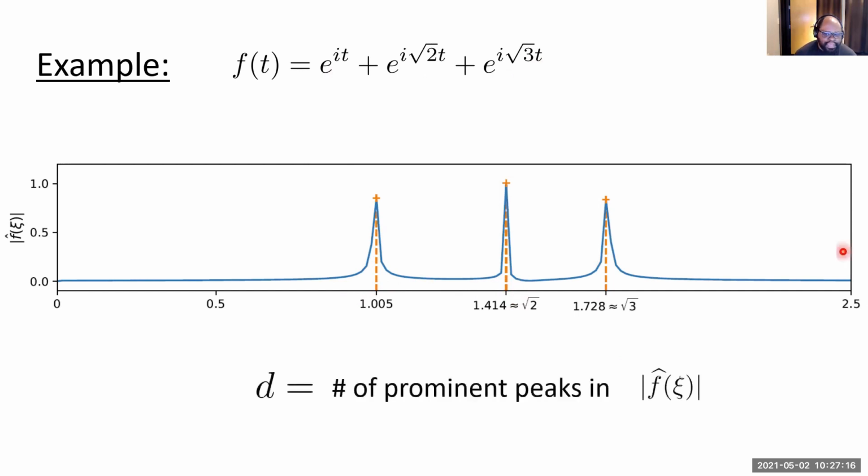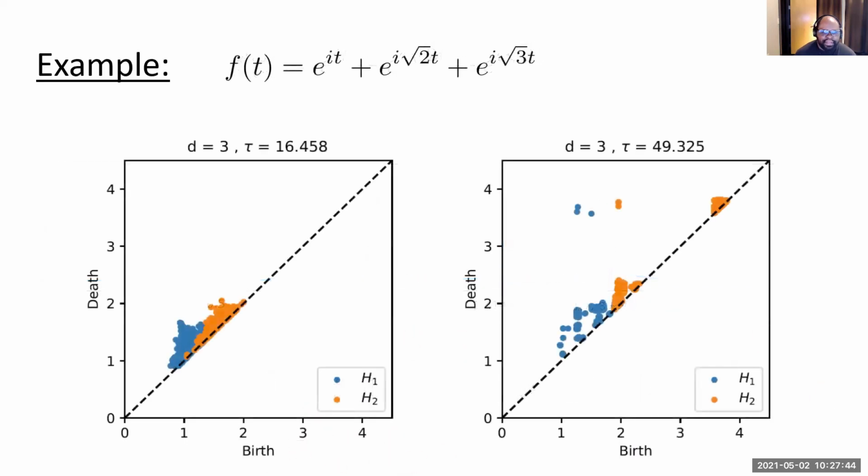So what the theory tells us is that you want to choose your D, the thing that controls the embedding dimension D+1, to be the number of prominent peaks in the spectrum, okay? So we have 3 peaks, so we make D equal to 3. The question is, how do you choose tau in the sliding window embedding? This is an important choice because here is what happens to the persistent homology for two choices of tau, with the same D equals 3.